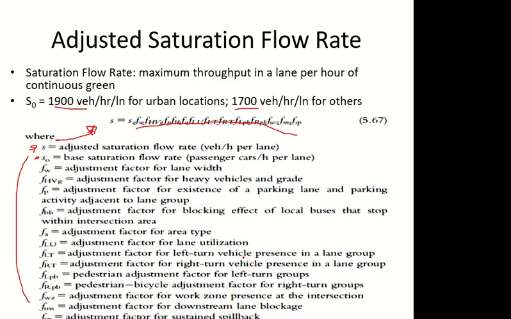Then you have pedestrian adjustment factor for left turning group, as if you have left turning lane and the pedestrian crossing is allowed on the other side. Then factor for pedestrian bicycle adjustment for right turning lanes. So you can see now all adjustment factors will not apply to all lane groups. For example, this one will only apply if your lane group has right turning movement. This one will only apply if your lane group has left turning movement. So some of them will not be applied.